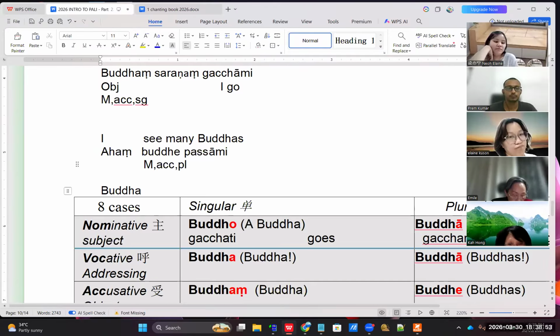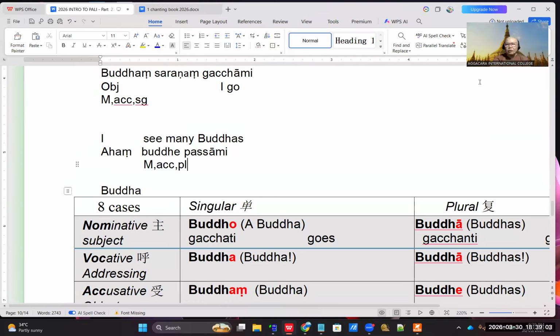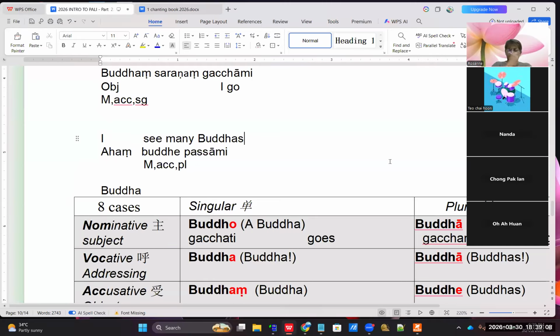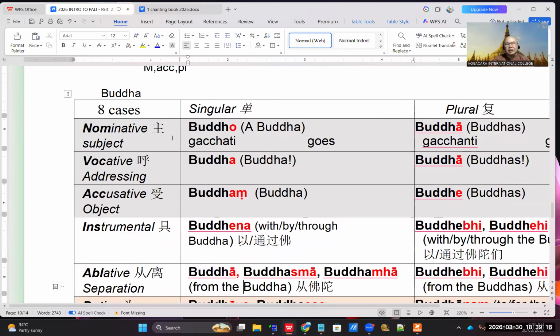All right. So remember these three first. Buddho, Buddha, Buddha, Buddham, Buddhe. All right. So any question about this? If not, I continue. All right. So remember these three together. Why? Because they represent very simple things: one is subject, one is object, one is addressing. So these three, you should remember together.